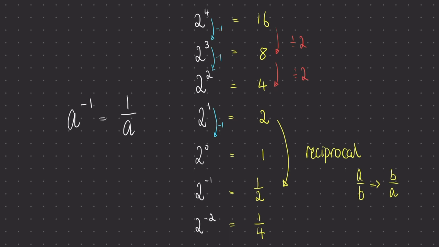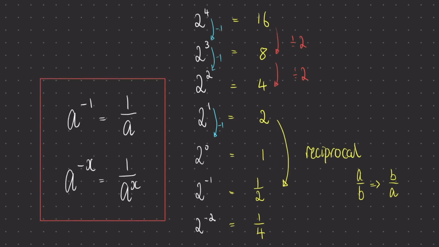But what happens if it's a to the power of minus x? Well, we can see that this number at the bottom of this fraction is just in fact 2 raised to the power of 2, and then we found the reciprocal of 4. So a to the power of minus x is 1 over a to the power of x. So we can see that these are the general rules for negative indices. And you should try your best to remember these because we'll be using them later, and you will definitely need to remember them for your exam as well.